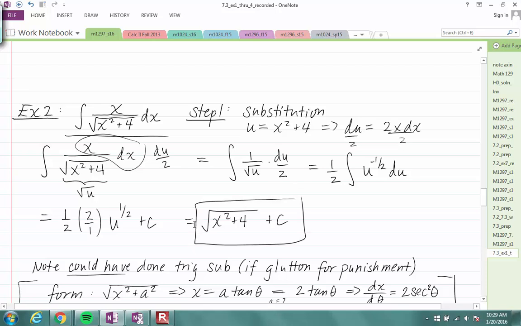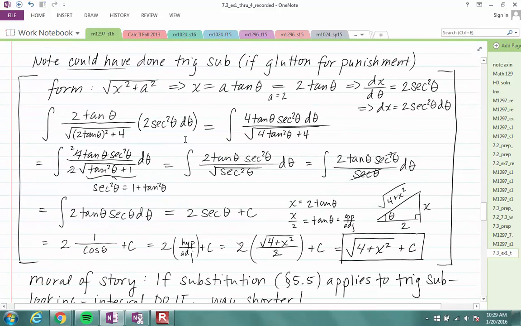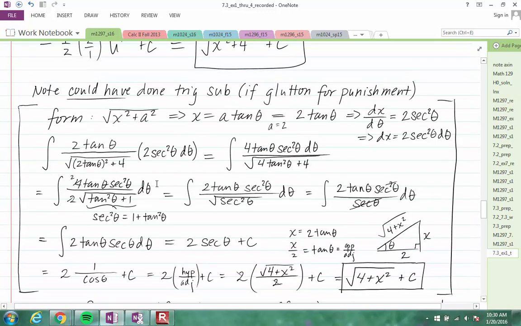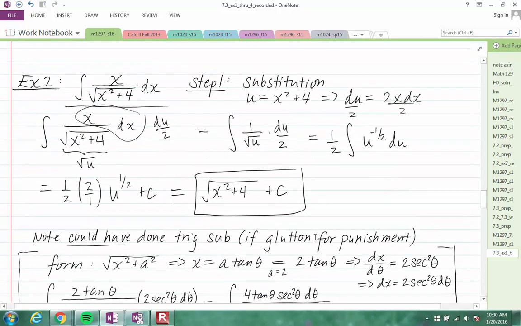It turns out that this was a relatively easy substitution problem. But note that it was of the form that we had on the trig substitution sheet, and you can do it that way. So that's what this work is down below. Let's compare for a second the difference. Here's all the work for the trig substitution method, which will work if you do it properly. But it's a lot more work, more complicated than just the substitution we did.